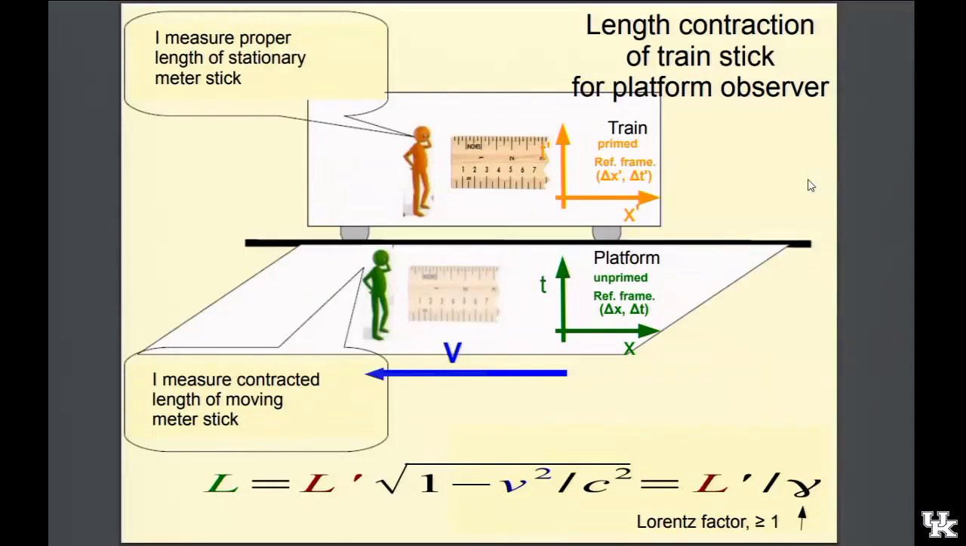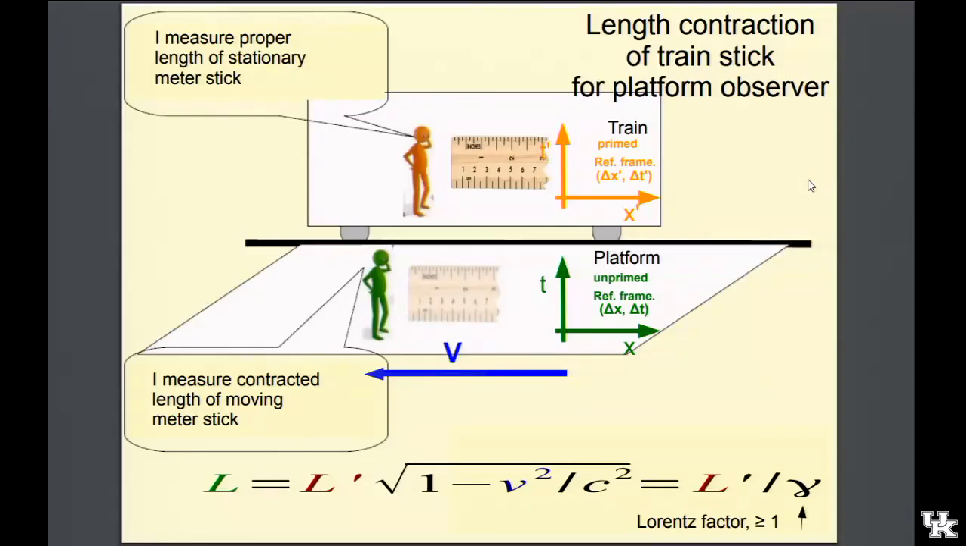And again, it's the same formula that describes the length contraction for the train observer looking at the platform meter stick as it was for the platform observer looking at the train meter stick. L prime here is the proper length, so that would be the length of the primed meter stick in the primed reference frame. It's multiplied by this factor that depends on the motion of the platform with respect to the train. Here's the v. This factor is smaller than 1, and so you get a contracted length. This L here in green is the contracted length of the platform meter stick as observed from the train observer.